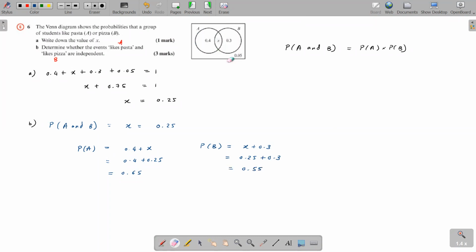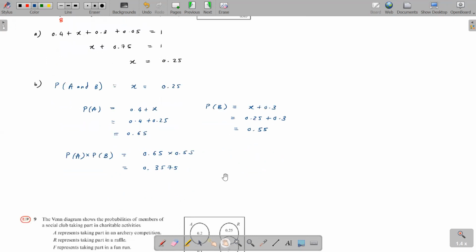Right, is that okay? Now what we do is we multiply P(A) into P(B). Check and see whether probability A into probability B is the same. So 0.65 into 0.55. So multiply. When you multiply, I get the answer as 0.3575. Guys, can you see? I get the answer as 0.3575.